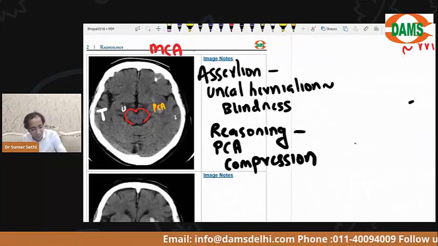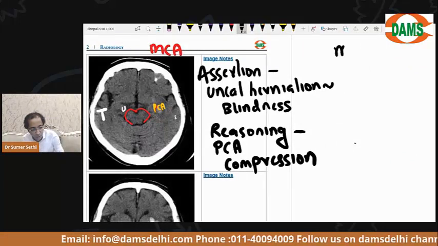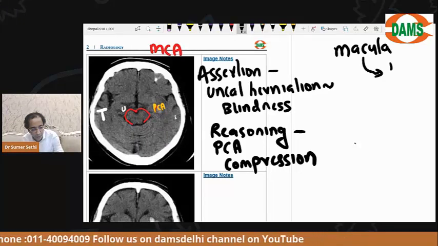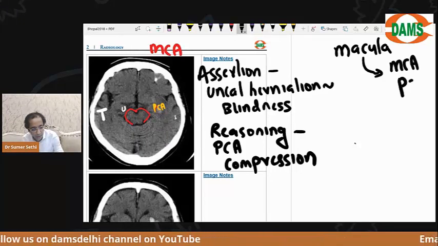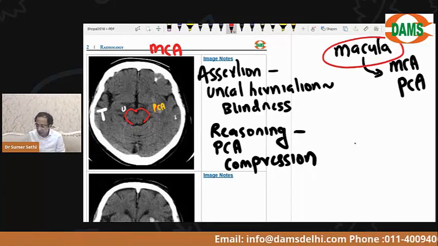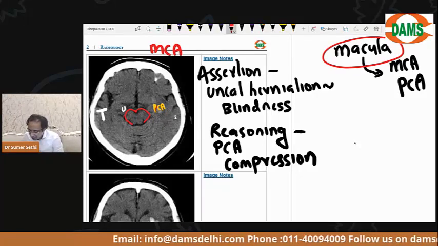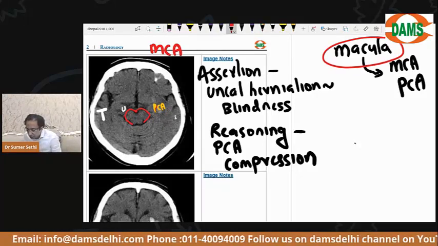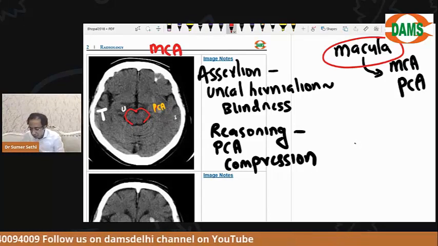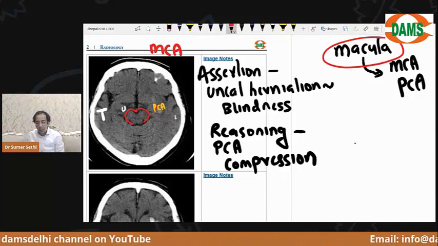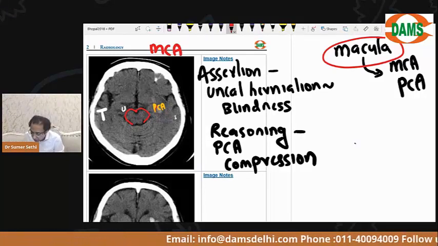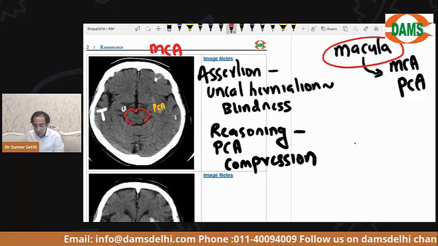But the area in your brain which is responsible for macular vision is supplied by both MCA and PCA. तो वो वाला area बच जाएगा. So remember this. In uncal herniation, third nerve से बेटा blindness नहीं होती. Don't get confused. So blindness in uncal herniation is happening because of PCA getting compressed, leading to infarction of the visual cortex. But the macular area is spared, which is supplied by both MCA and PCA.